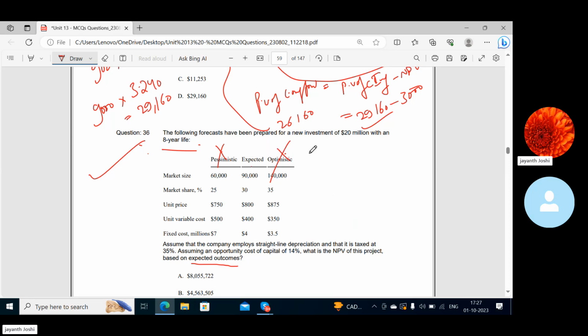So first, what is the selling price they have given? 800. What is the cost they have given? 400. What is the fixed cost they have given? That is fixed 4 million, right? These are in millions, correct? So first we will take revenue.